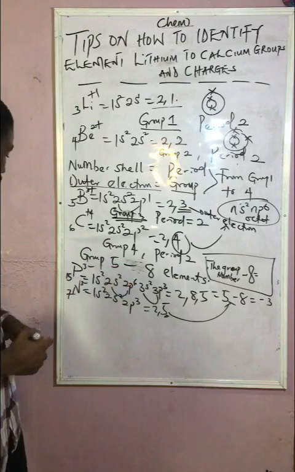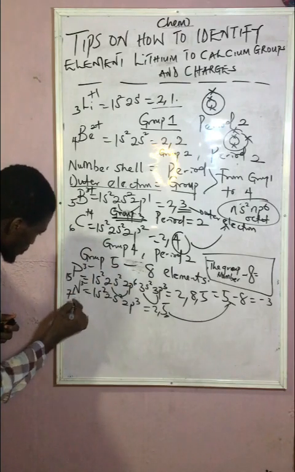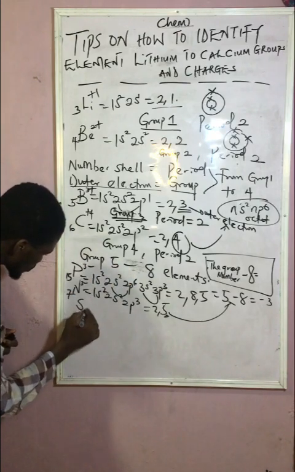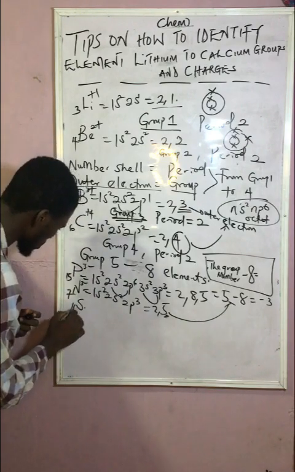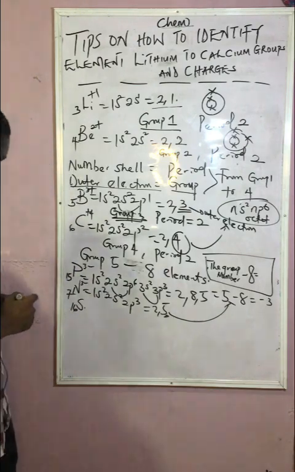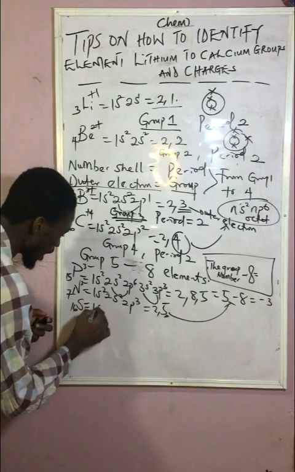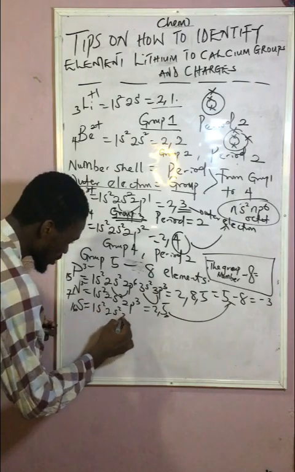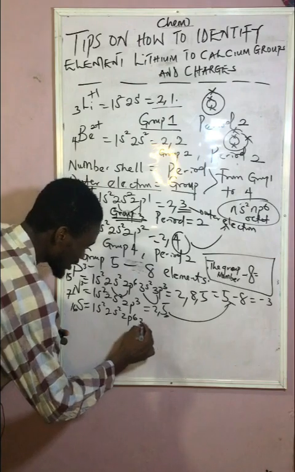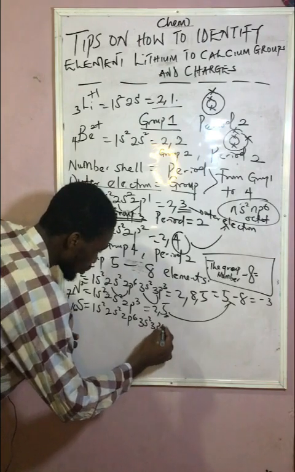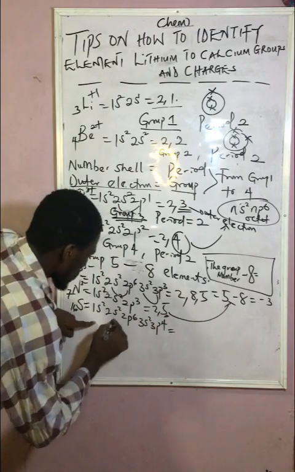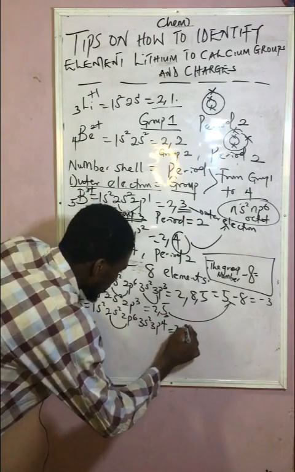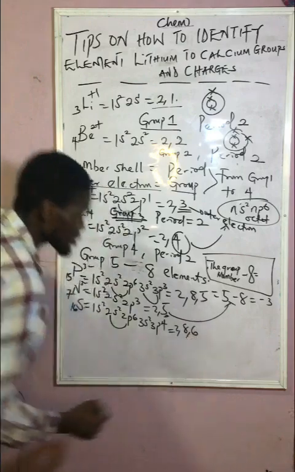So the next one, silicon. Well, let's play with sulfur. Sulfur first. Sulfur gives us atomic number 16. So we have 1s2, 2s2, 2p6, 3s2, and 3p4. So you can say we have 2, 8, 6.